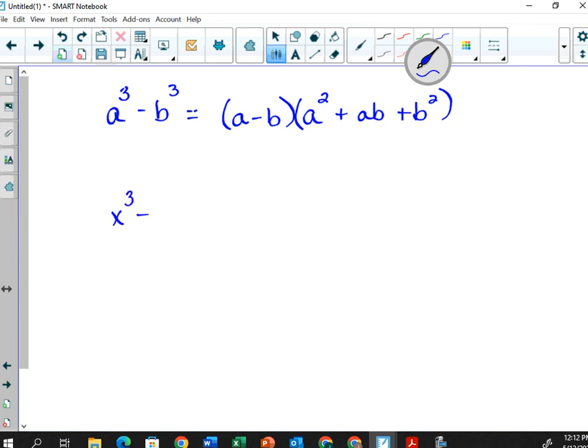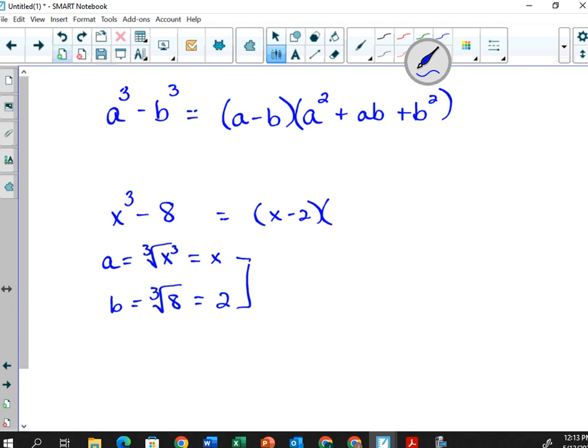Let's say I have x cubed minus 8 as my problem. You need to figure out what a and b are to begin with. So a is the cube root of x cubed, which is x. And b is the cube root of 8, which is 2. So you now have your a and b, and you just follow the formula. A minus b, so x minus 2, times a squared, that'd be x squared, plus 2x plus 4. There you go. I mastered this once, and then it went away.